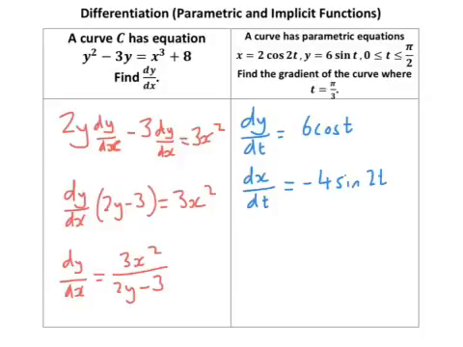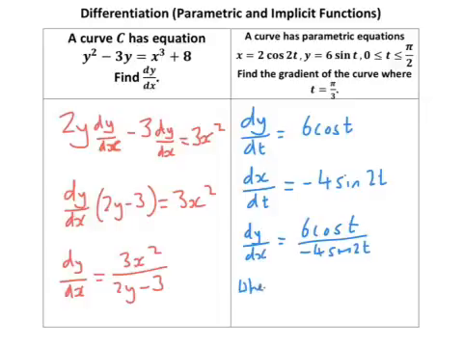I'm presuming you don't need me to use the chain rule for that. And then dy dx is just dy dt over dx dt. So that's 6 cos t over minus 4 sine 2t. I don't need to simplify, it doesn't ask me to. I've then got to find the gradient of the curve where t equals pi over 3. So let's put pi over 3 into this.